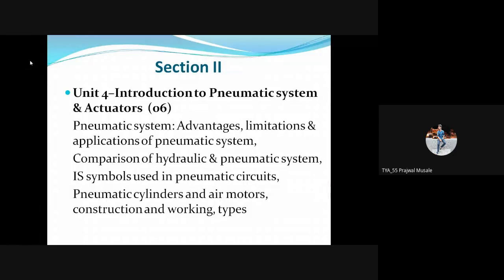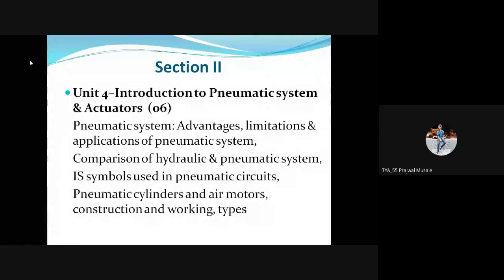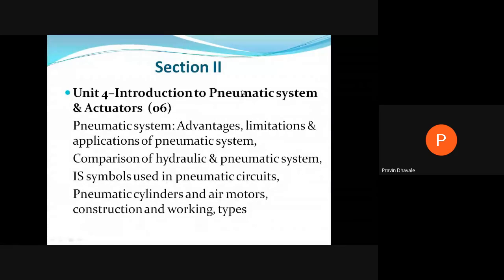Sir, in hydraulics, oil or liquid? One by one. Okay. In hydraulics, liquid or oil is used as a working substance, right? In the case of a hydraulic system. And in pneumatics, air or gases are used as a working substance, right? So that comes under the category of pneumatics.